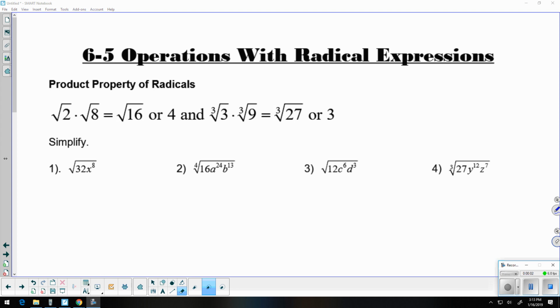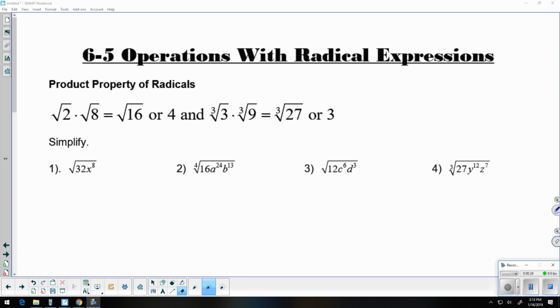All right, hello everybody. We are starting section 6-5, which has to do with operations with radical expressions. Starting off, we're going to be simplifying radicals that don't come out so pretty, not like the previous section. It's going to be kind of a big mess, to be honest with you, these first few examples. But I'll show you how to simplify basically any radical.